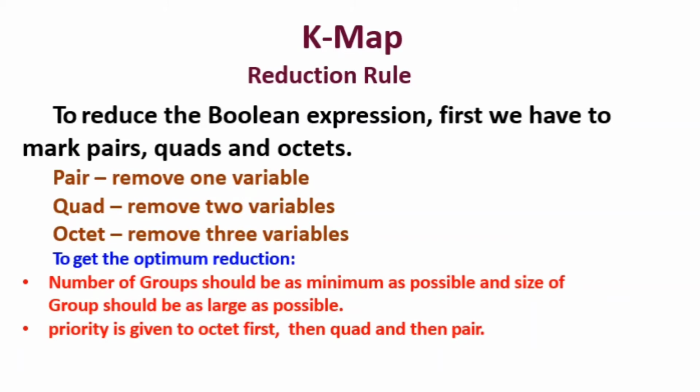Okay, and there are 2 simple rules. All the ones should be grouped in the minimum possible number of groups, and the size of the group should be as large as possible, as mentioned here. And while making the groups, if I have 2 possibilities, that I can make a quad or I can make an octet, I should go for an octet because it is the larger one. It will be removing 3 variables.